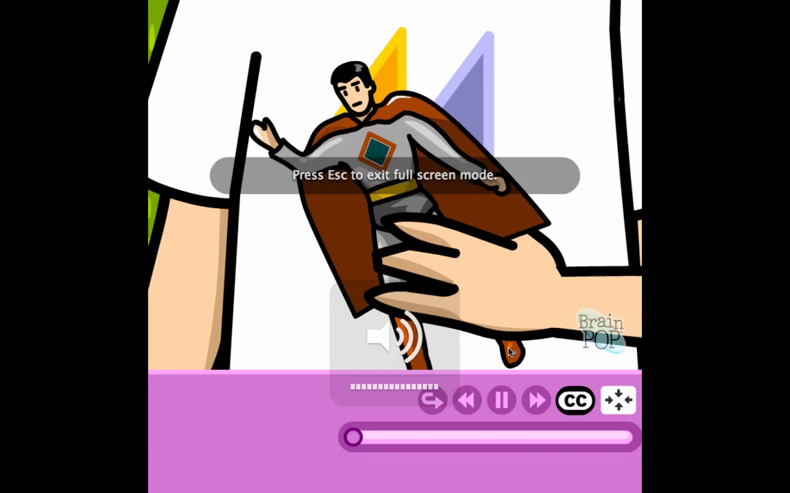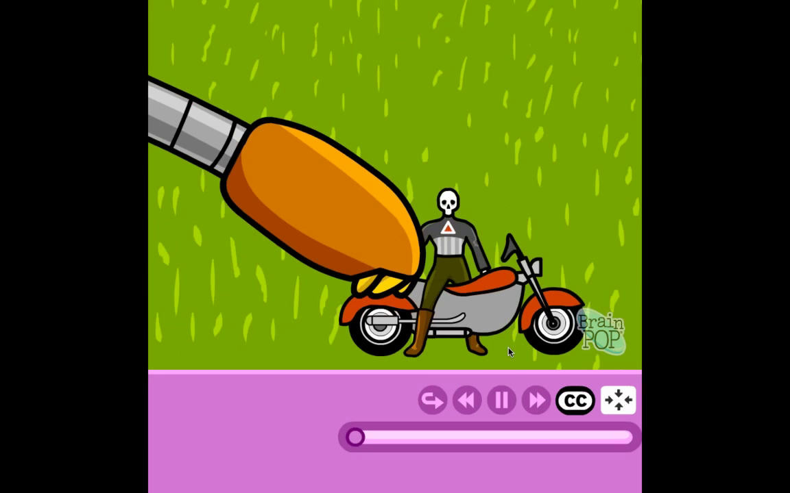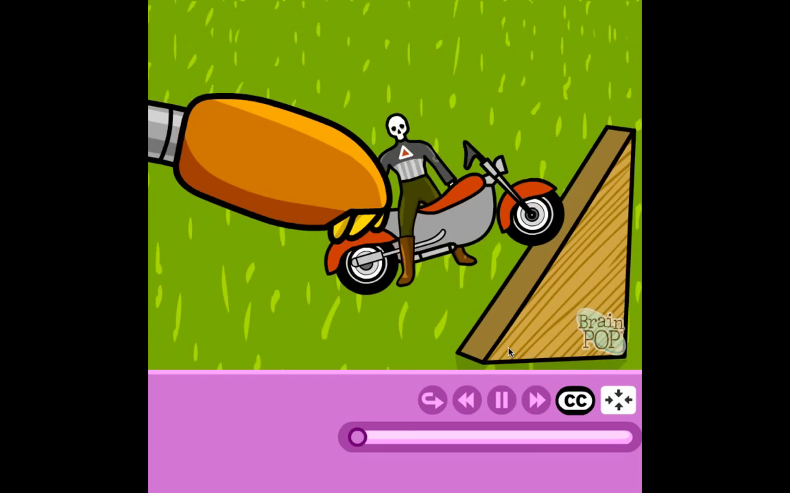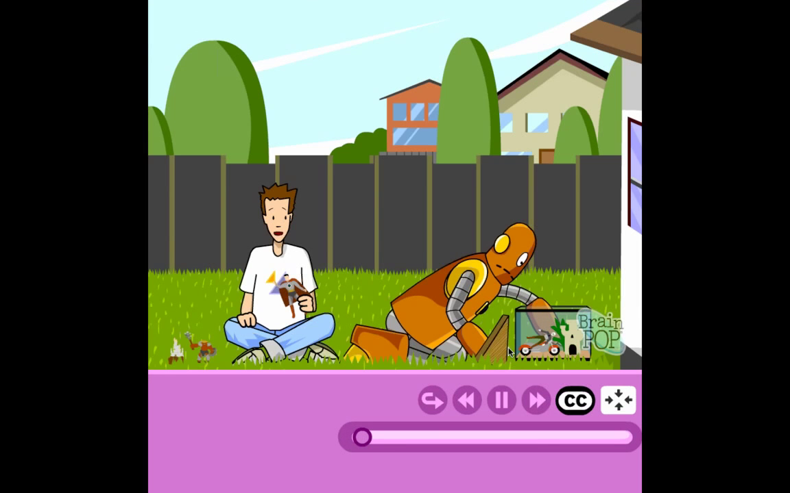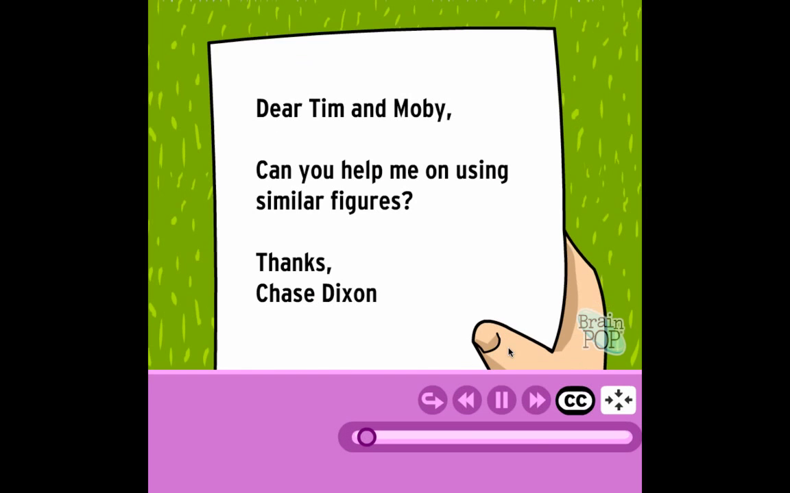You'll never make it, Captain Evil. Yes, I will. Told you you wouldn't make it. Oh, Tim and Moby, can you help me on using similar figures? Thanks, Chase Dixon.